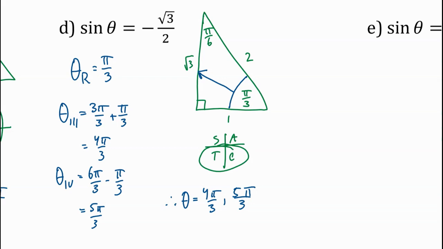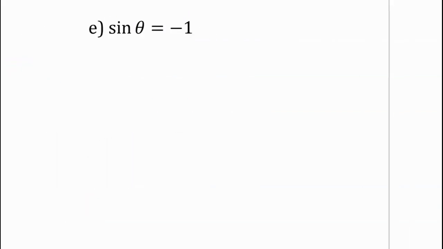So in quadrant 3, it's pi plus theta related. And in quadrant 4, it's 2 pi minus theta related. Those same little formulas that we've been using all along. So 3 pi by 3 plus 1 pi by 3 is 4 pi by 3. 6 pi by 3 minus 1 pi by 3 is 5 pi by 3. And we've got those two solutions. Any questions? Okay, one more.